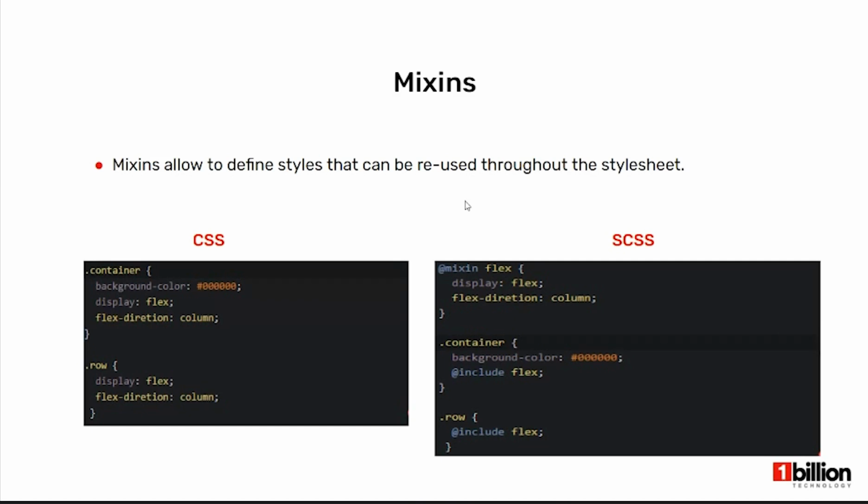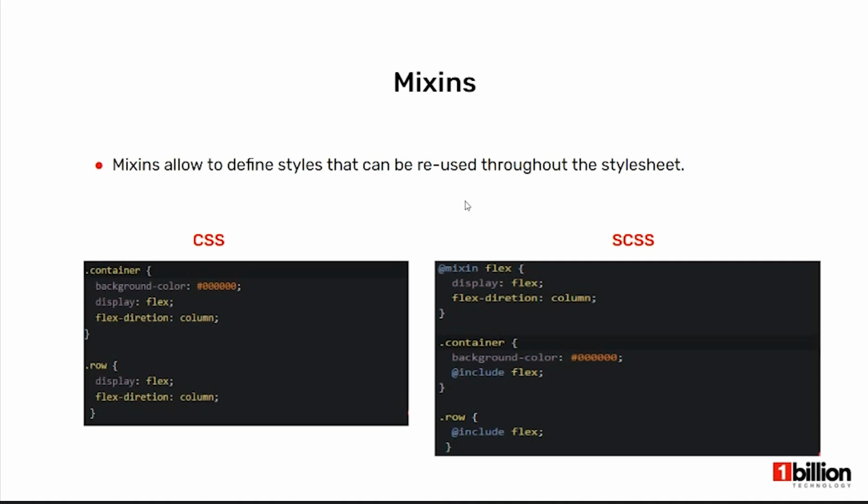In this example, we want to display container and row as flex elements. To make that, display and flex direction properties need to be defined in each element, as shown in the conventional CSS file. But in SASS, we can create a mixin with both the properties and include the mixin for all the components in one line, as shown in the example.